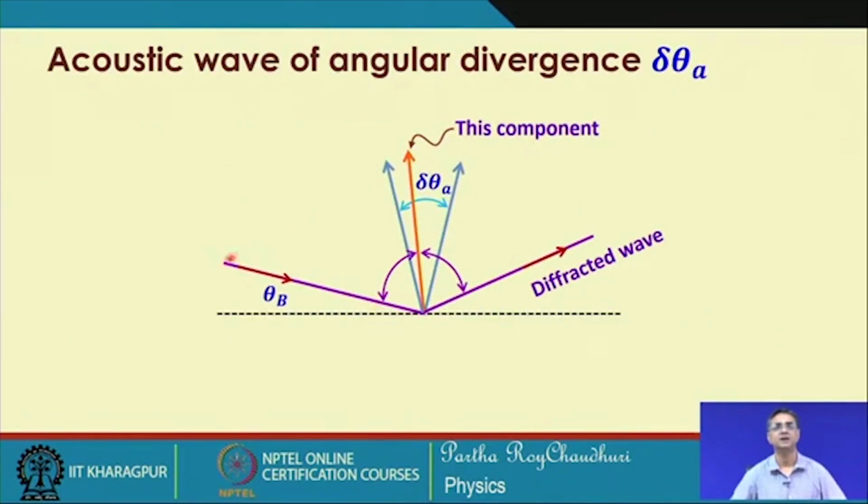Let us understand this. Let us suppose you have one fixed direction of the optical beam, but the acoustic beam has a divergence of delta theta A. So, there is one direction for which this beam will pick up this acoustic wave component and it will be diffracted. If you change this angle at which the Bragg condition is satisfied, then this will pick up another acoustic wave component and it will be diffracted. So, there will be a range of acoustic wave components for which this Bragg diffraction condition will be satisfied.